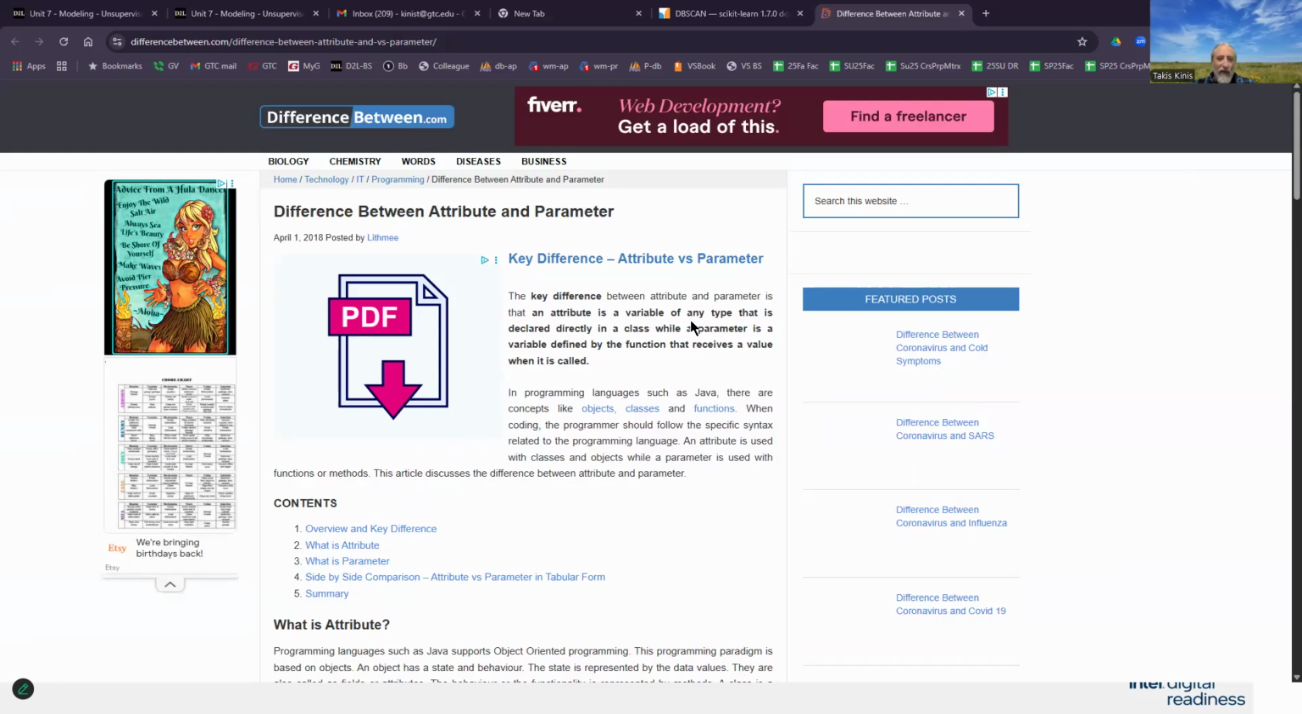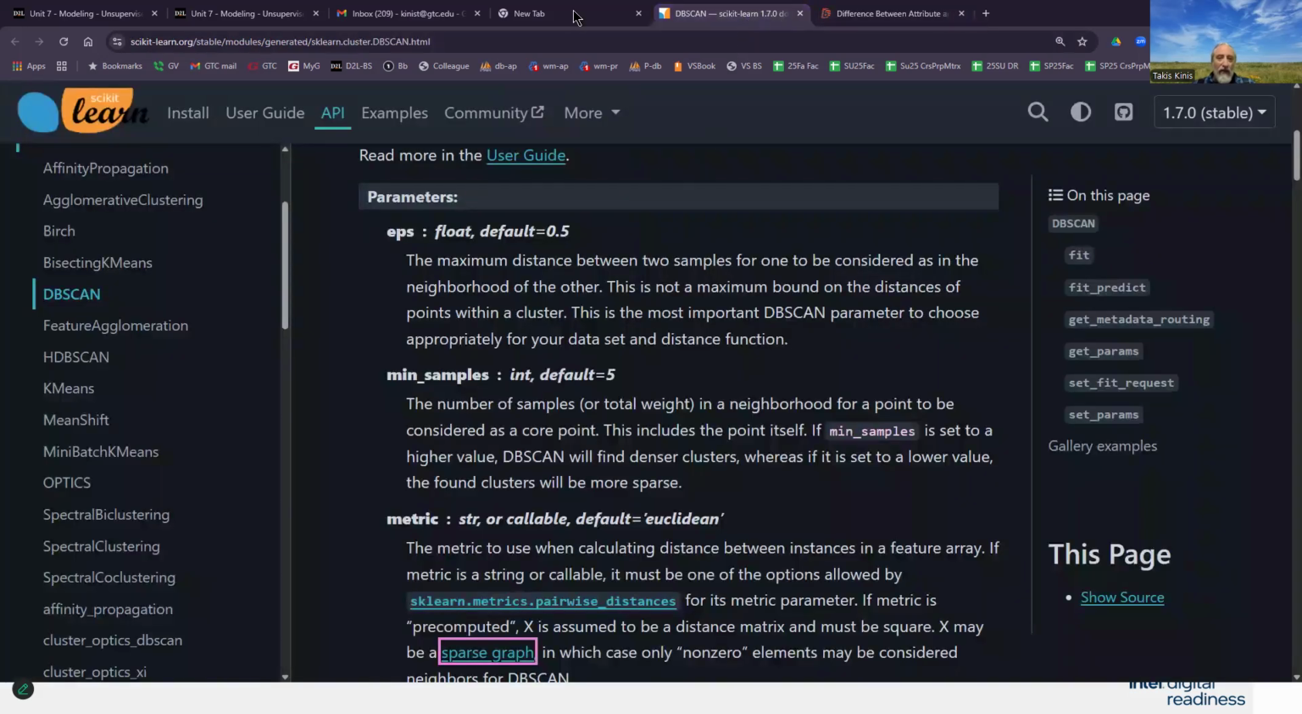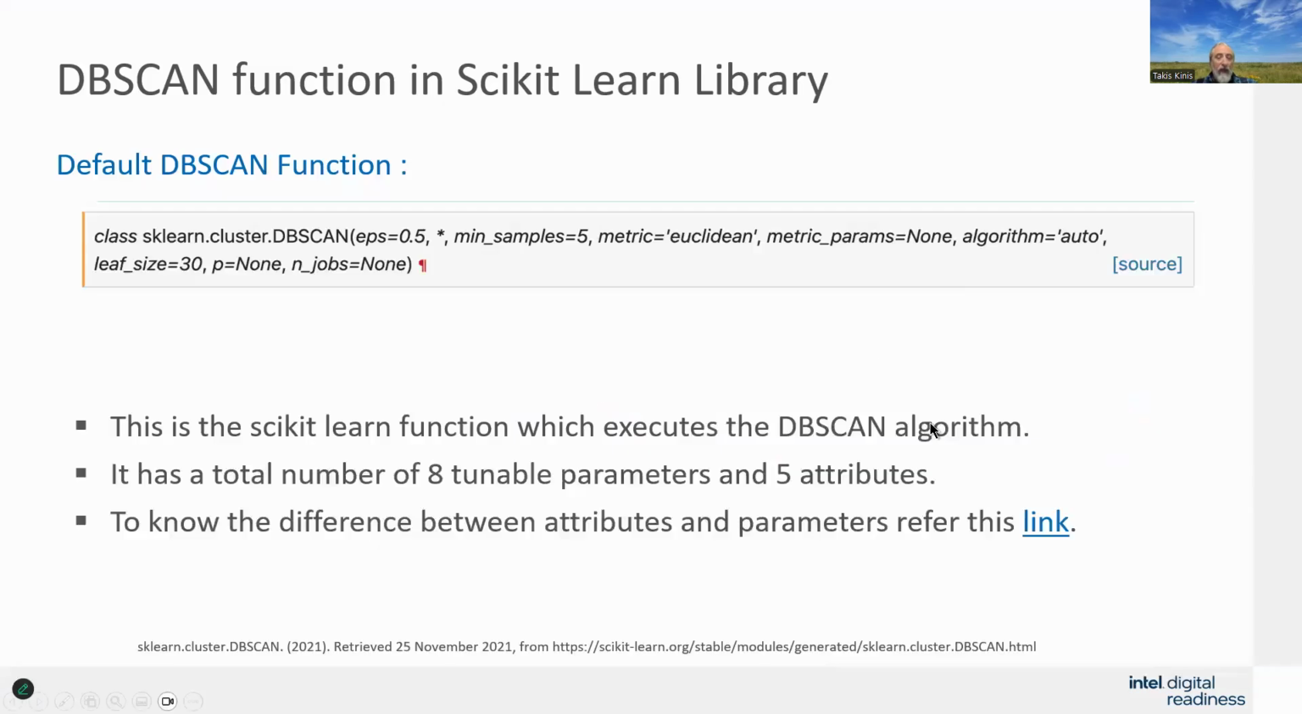An attribute is a variable of any type that is declared directly in a class or part of an object, while a parameter is a variable defined by its function that receives a value when it's called. So in other words, when we talk about attributes in coding, it's data that's kind of hard coded and attached to an object. For example, if I created a code object that described you, your date of birth would be a fixed attribute. It's a piece of data related to you, but it's not a piece of data you can change, right?